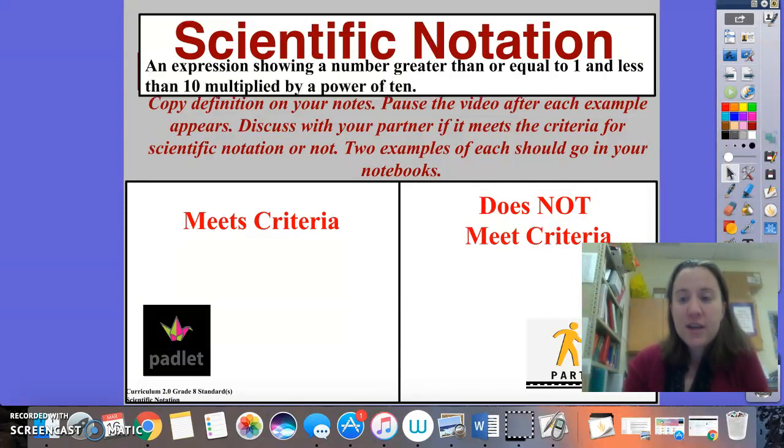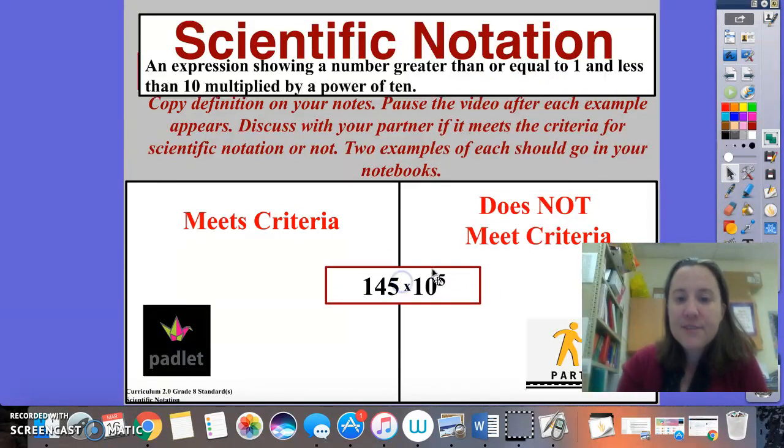This chart is set up in your notes as just 2 lines. I want you to record, once we get into these examples, an example that meets criteria and does not meet criteria for scientific notation. So take a second to write down the definition. All right, now I'm going to drag a few examples out from behind the definition.